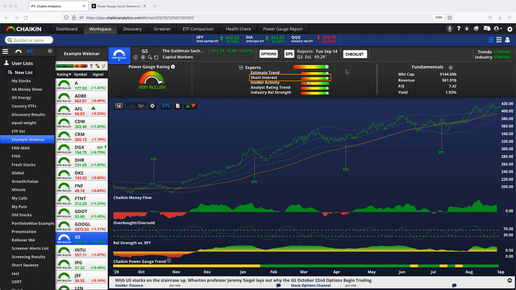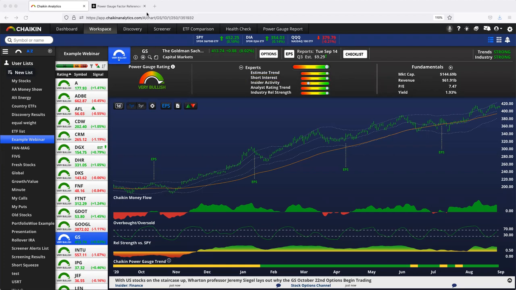So in this case, with Goldman Sachs showing very bullish short interest, that means relative to other stocks in the Russell 3000, there is a small amount of short interest on Goldman Sachs. If you were looking for a stock for a short squeeze possibility, you would actually want bearish or very bearish short interest here in the power gauge rating factors. I hope that makes sense. What's the next one here?